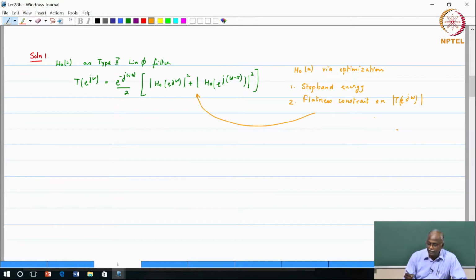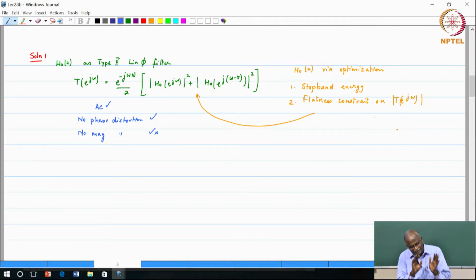So again, this was a case where we could cancel aliasing, no phase distortion achieved, no phase distortion we were able to get, no magnitude distortion via optimization. So I can't put a tick, I can't put an X, I kind of put a tick and an X. Okay, so basically yes, I have done it via optimization, but it is not fully eliminated. So I cannot say no magnitude distortion, some residual may be present.